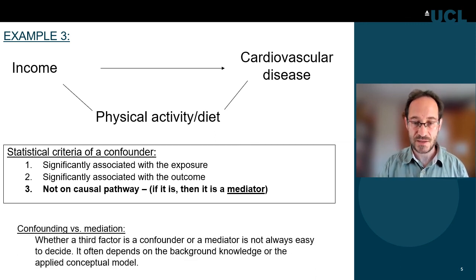So what I can say is that deciding whether a third factor is a confounder or a mediator can often be very difficult. To make this decision, you often need to have very good background knowledge and a very clear theoretical framework. These things can help you decide whether those third factors that you consider in your analysis are mediators or confounders.